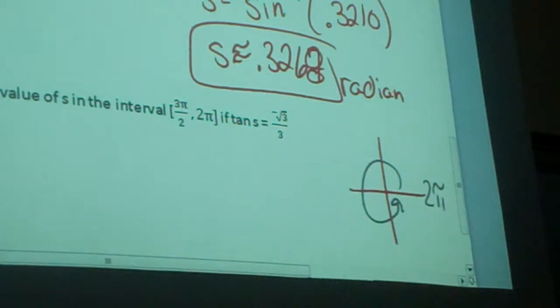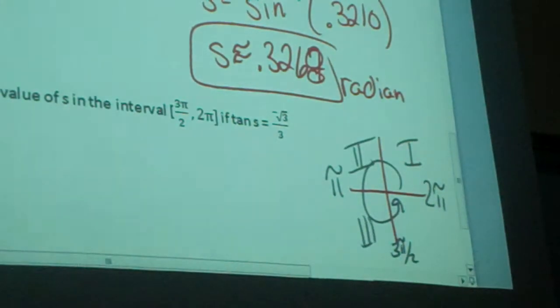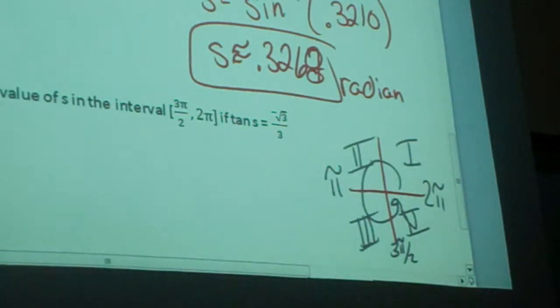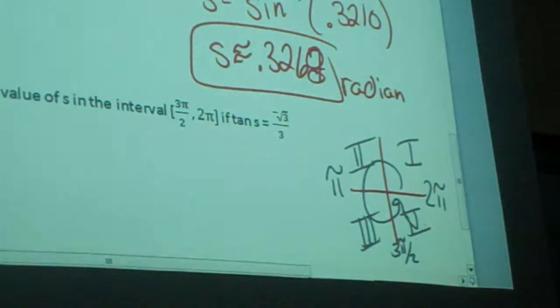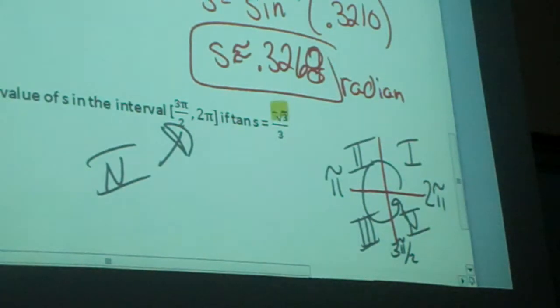That's pi. This is 3 pi over 2. You start with 1, 2, 3, 4. So it's in the fourth quadrant. Now, if we look at what it evaluates to, it evaluates to negative square root of 3 over 3.